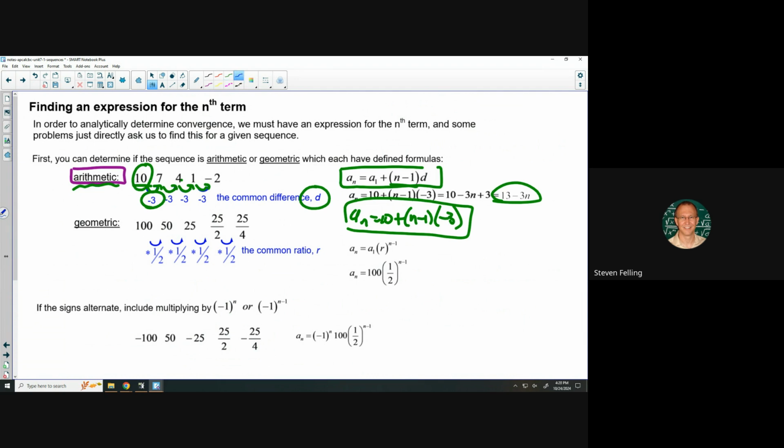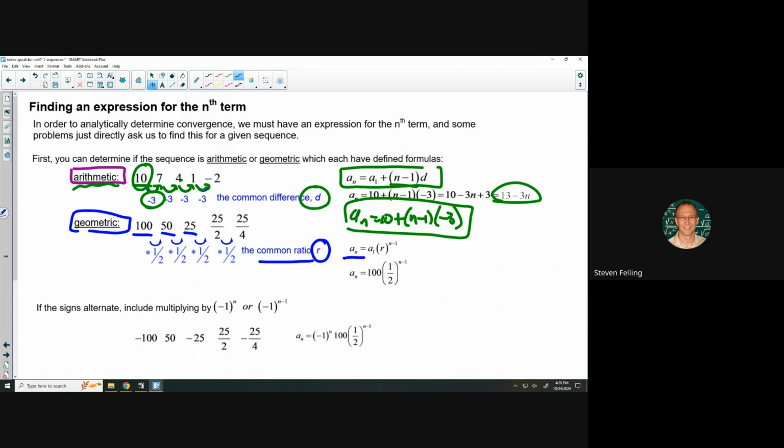The other type is called a geometric sequence. In that case, we're not adding or subtracting a common value, we're multiplying by a common value. In this case, going from 100 to 50 to 25, we're multiplying by a half each time. That multiplier, we call the common ratio. The symbol we give that is usually r.